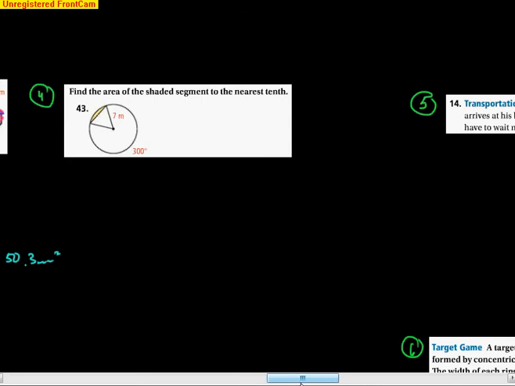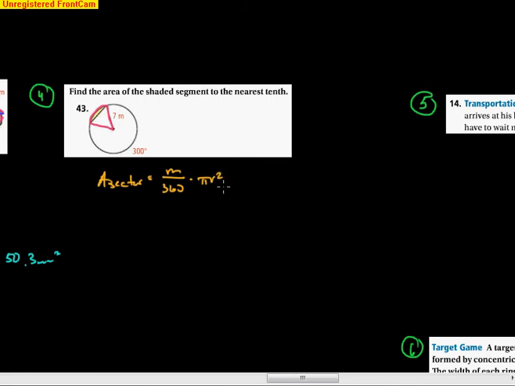Find the area of the shaded segment to the nearest tenth. Okay, so this is a 3-step problem, right? First step, find the area of the sector. The sector is this guy right here. So I'm going to find the area of that sector.